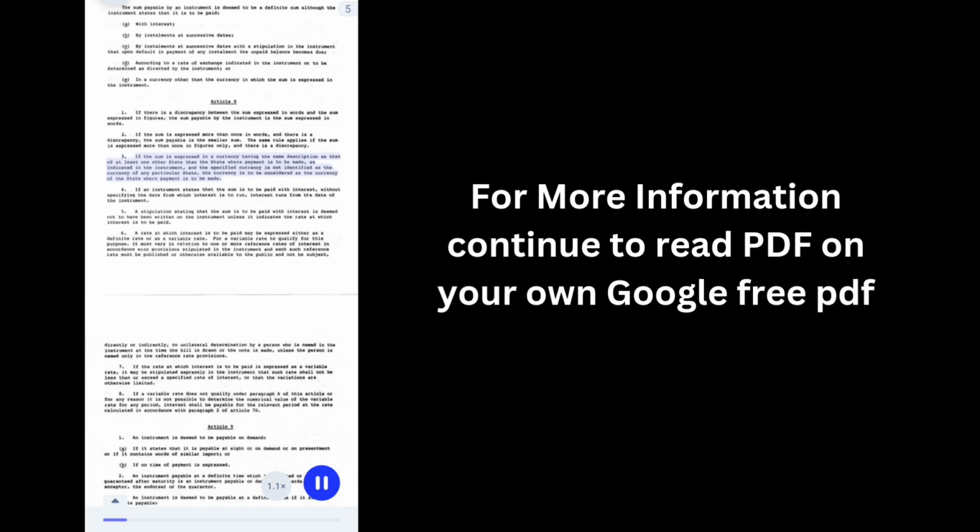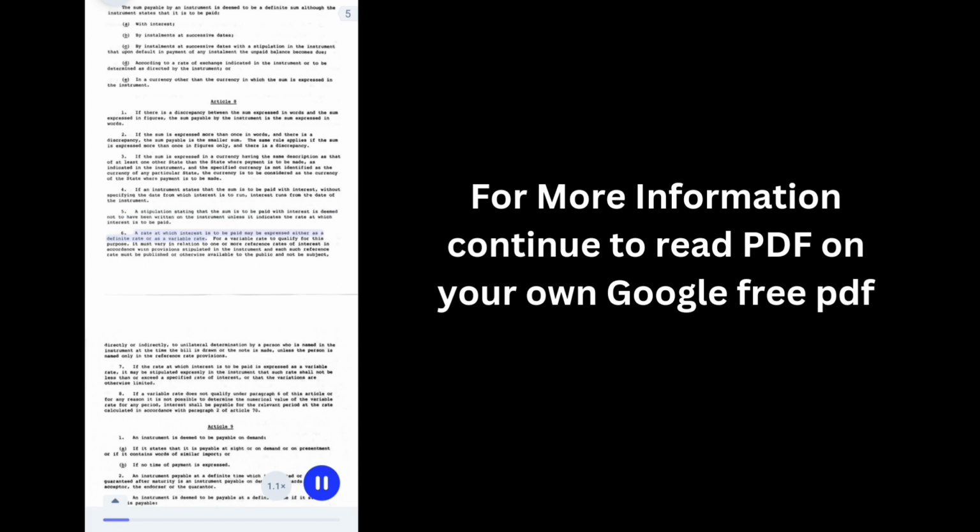3. If the sum is expressed in a currency having the same description as that of at least one other state than the state where payment is to be made, as indicated in the instrument, and the specified currency is not identified as the currency of any particular state, the currency is to be considered as the currency of the state where payment is to be made. 4. If an instrument states that the sum is to be paid with interest, without specifying the date from which interest is to run, interest runs from the date of the instrument. 5. A stipulation stating that the sum is to be paid with interest is deemed not to have been written on the instrument unless it indicates the rate at which interest is to be paid.